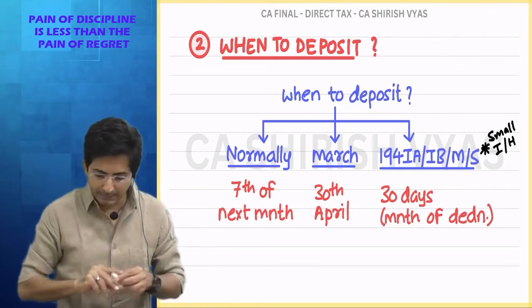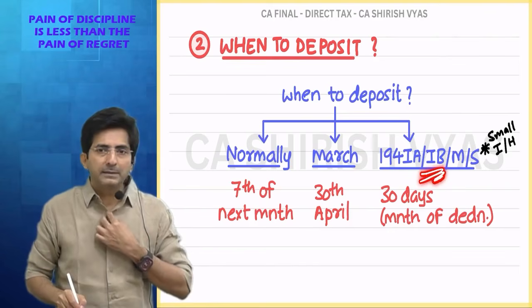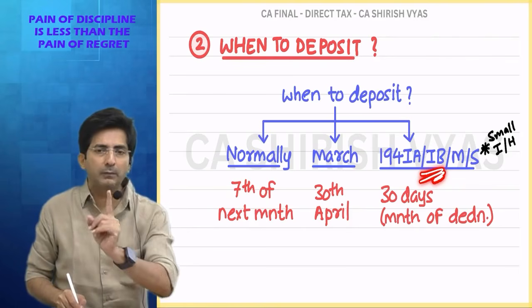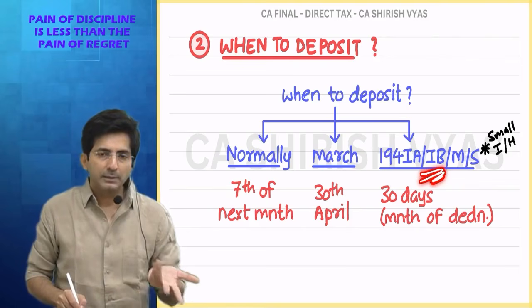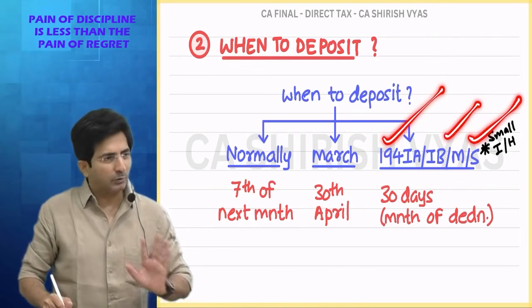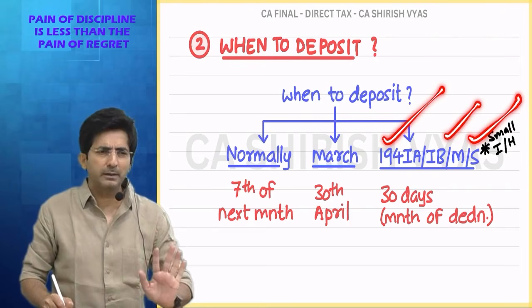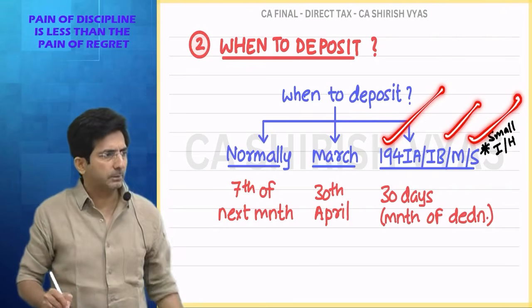See, I am just analyzing that in IB, I am getting double benefit. One benefit is instead of multiple TDS, it's only one time. And instead of 7th, it is 30th. But for IA, M and S, there is only a single benefit, that you don't have to worry about 7th of next month. You deposit by 30th of next month. Okay.